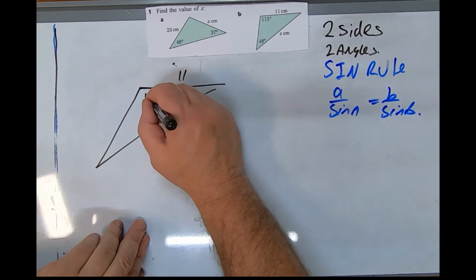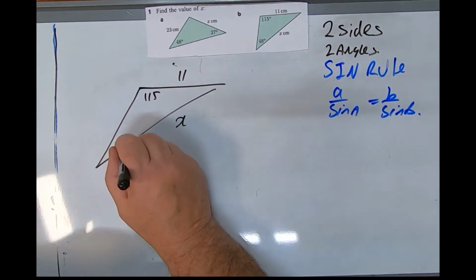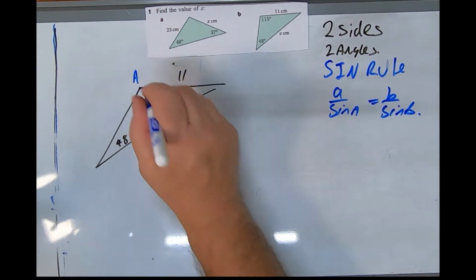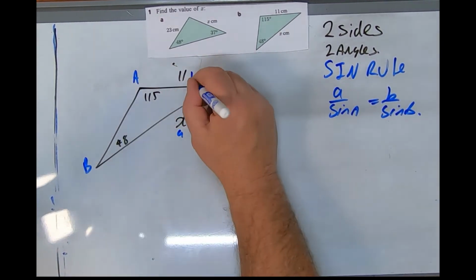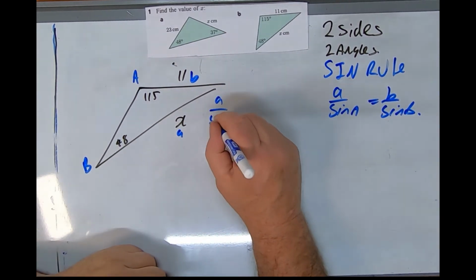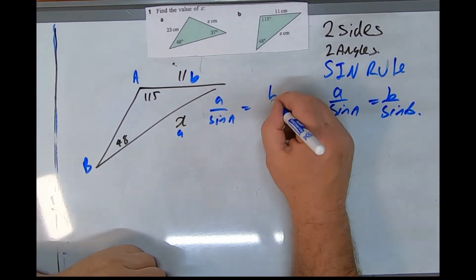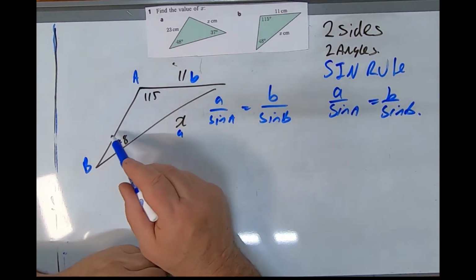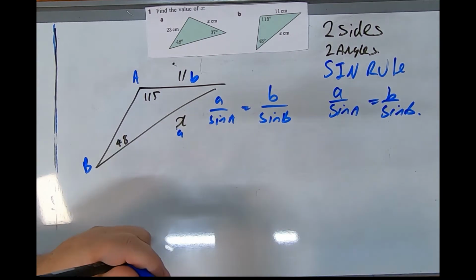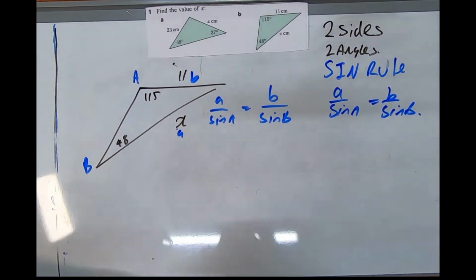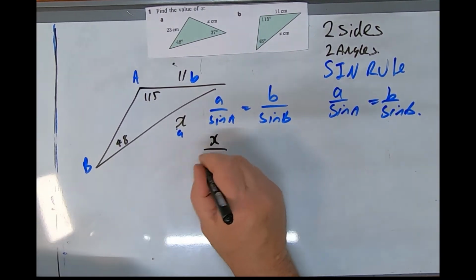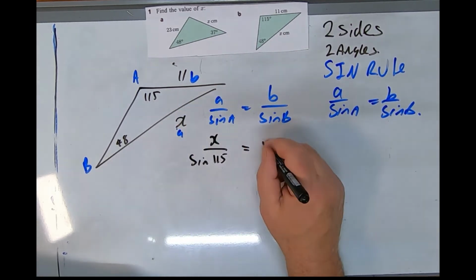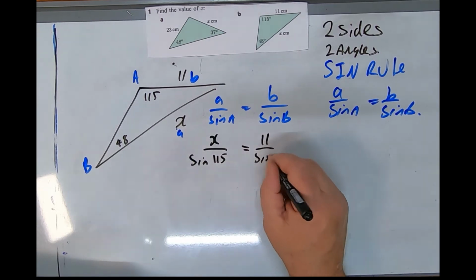X, 11, 115, 48. A little a, B little b. A on sin A equals B on sin B. Two sides, two angles. Everybody is opposite. So X on sin 115 equals 11 on sin 48.